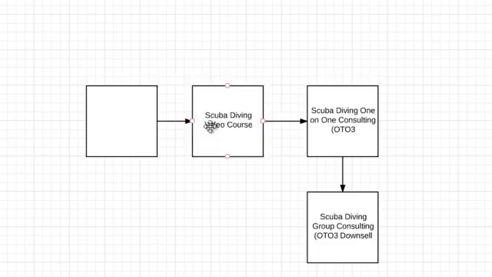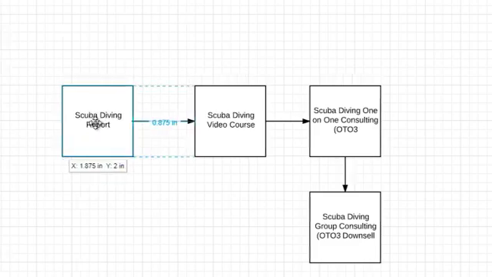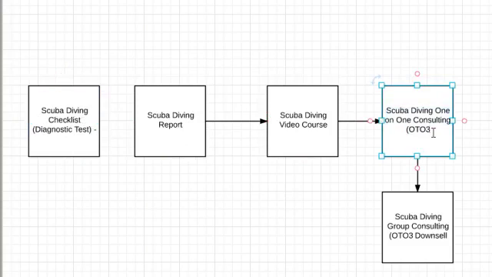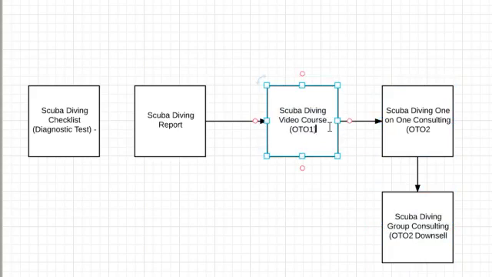And then if we take a snippet of the course over here, this could be a scuba diving report. And then we can move back again over here. And this could be something like a scuba diving checklist, like a diagnostic test or something. So let's see, OTO 3, 2, 1, front end offer. So I'm going to actually do just OTO 2 because in this case we could solve their problems via this. So we're going to do OTO 1. We're going to do, actually, instead of a report, we're going to do an ebook. And that can be front end.